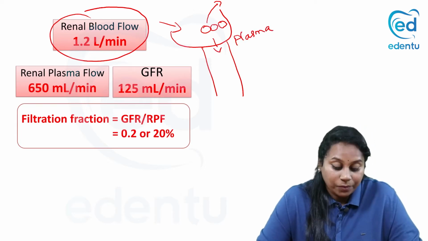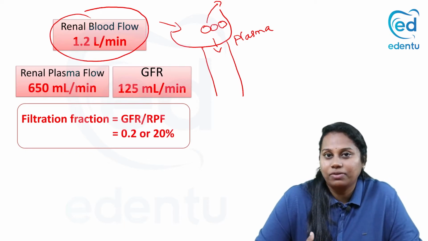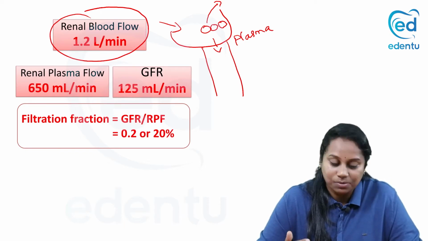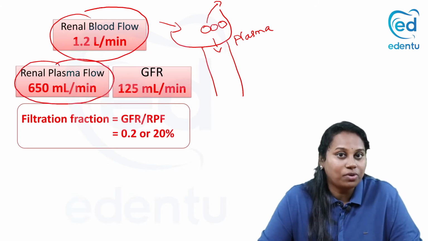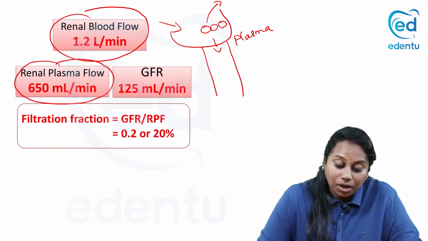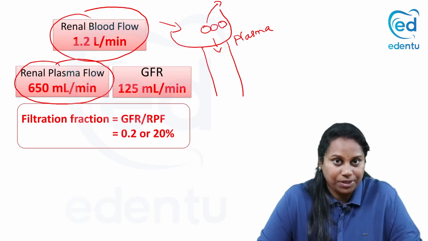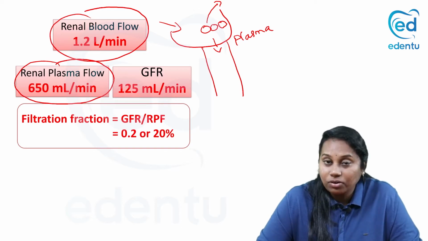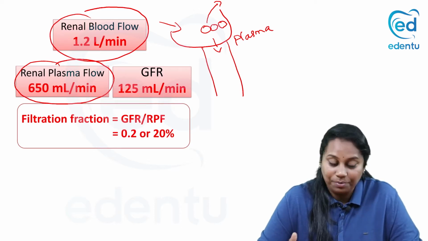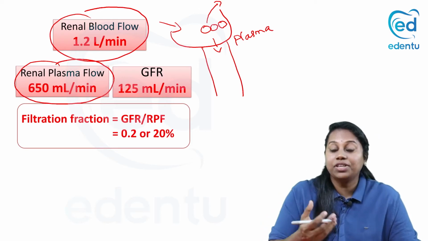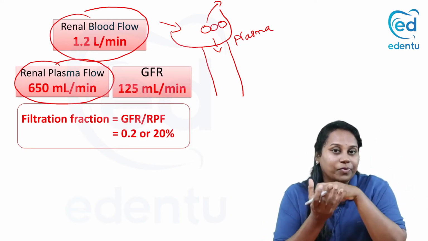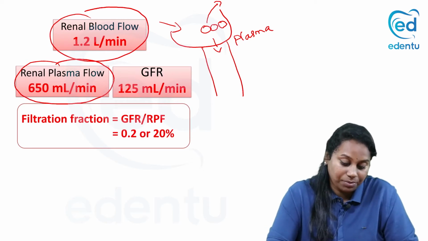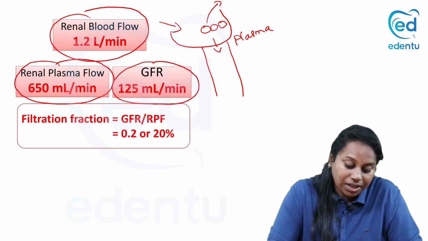That is why we leave renal blood flow and we always take into consideration renal plasma flow, because it is the plasma only which is flowing into the glomerulus and getting filtered. So renal blood flow in both the kidneys is totally 1.2 liter per minute. But what is renal plasma flow? Only 650 ml per minute. And out of this 650 ml per minute which flows into the glomerulus, how much is actually filtered? Yes, only 125 ml per minute, which is called GFR.